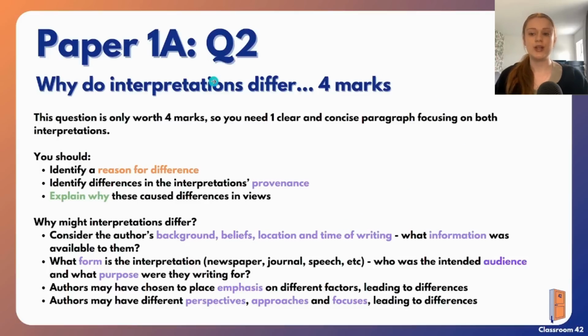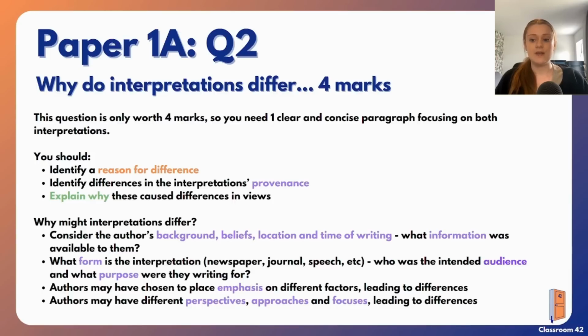Okay, so for question 2. In question 1, we were asked to identify a difference between the interpretations, whereas question 2 is asking us why the interpretations differ. So we're looking more at the authors and their background and why they might write different things about that topic. Once again, this question is worth 4 marks, so we need one clear and concise paragraph focusing on both the interpretations. For this question, you should identify a reason for difference.